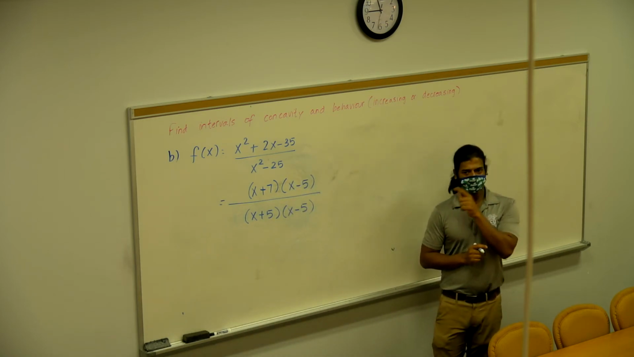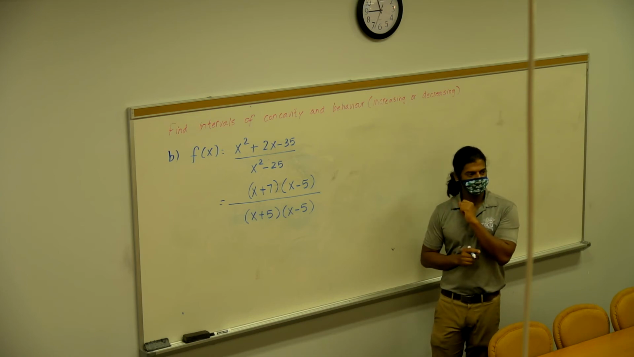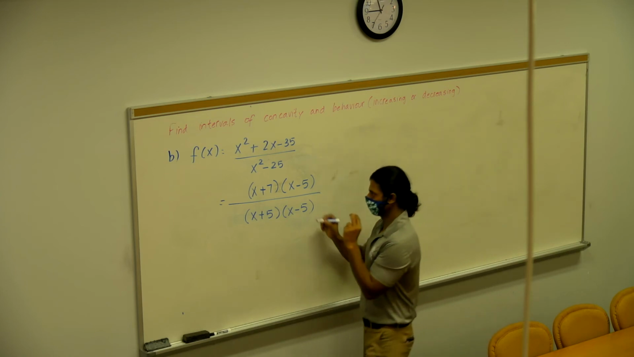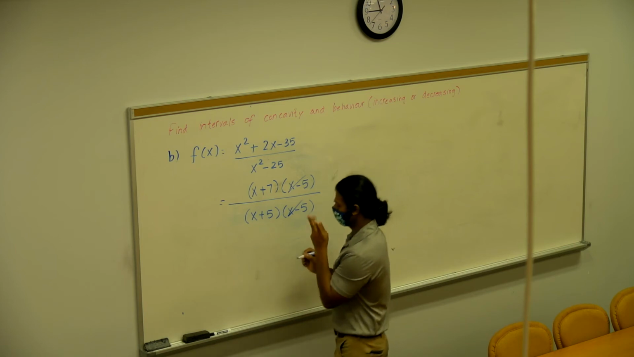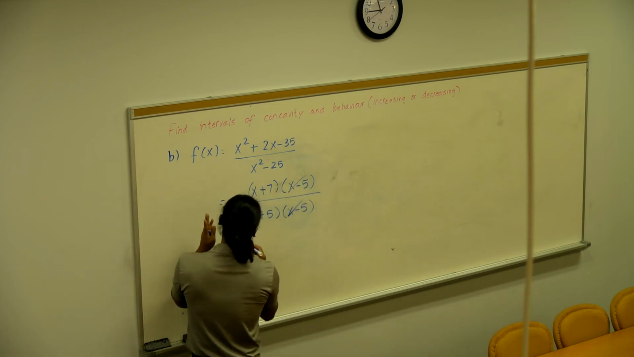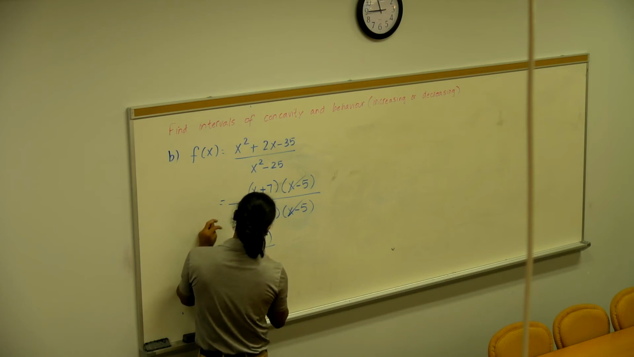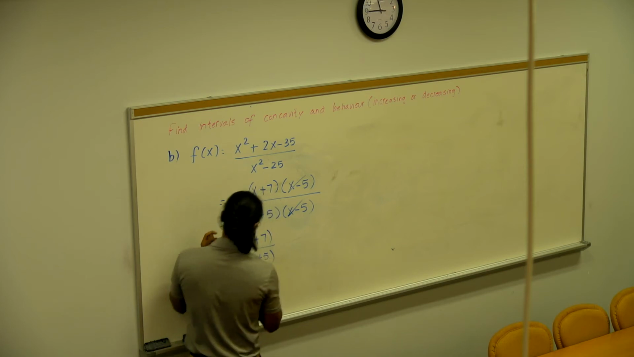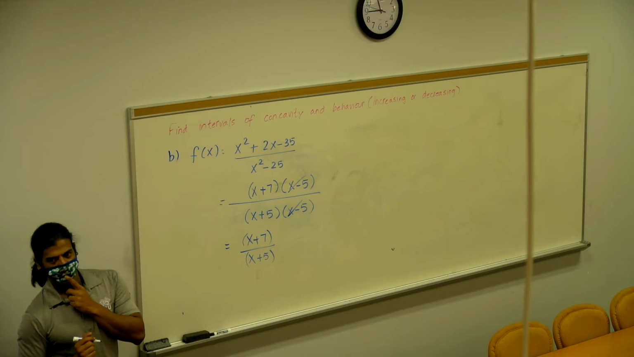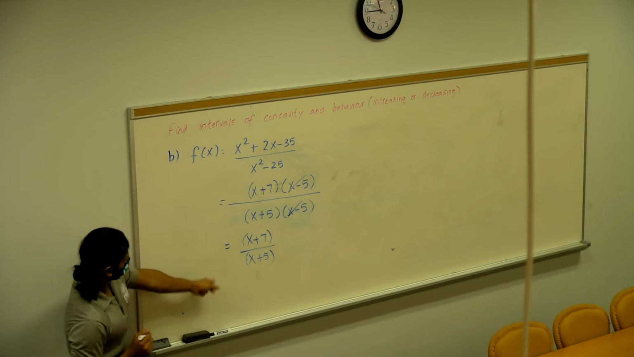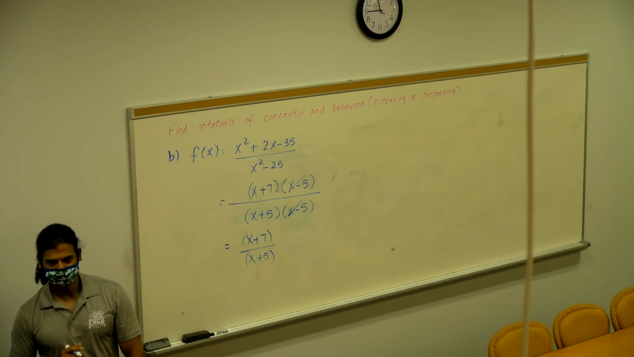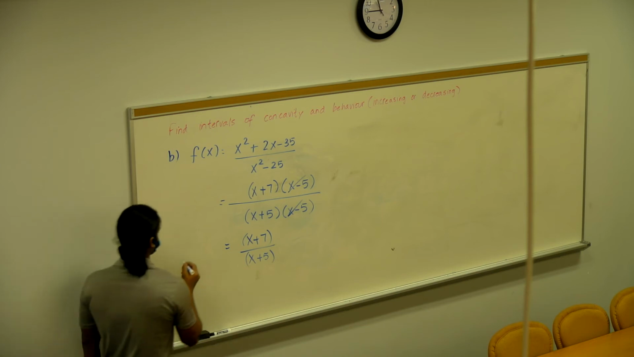Right? Now what happens to the x minus 5? It goes away. And we would simply have x plus 7 over x plus 5. Good. Now, does that look easy? Yeah. Pretty straightforward, yes.